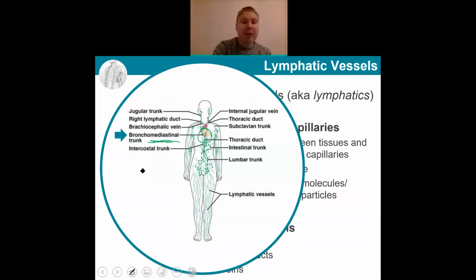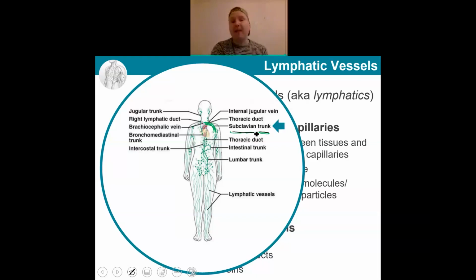Then we have the bronchomediastinal trunk. You remember the mediastinum was the space between the lungs. So that's where the heart was located and the big blood vessels. That's the mediastinum. And broncho refers to the fact that it also covers the bronchi of the body.